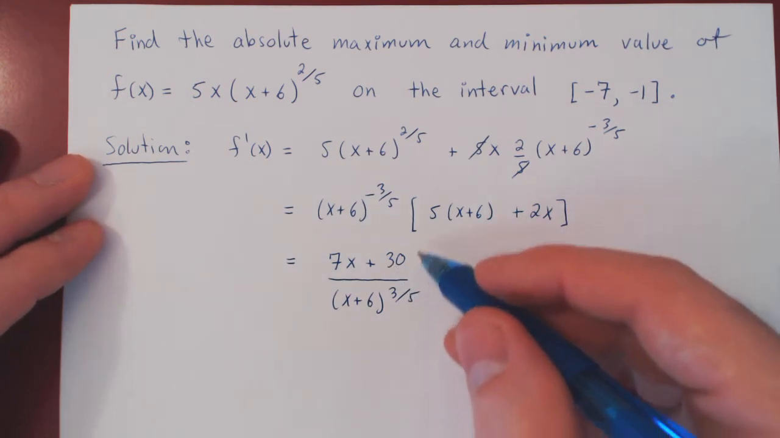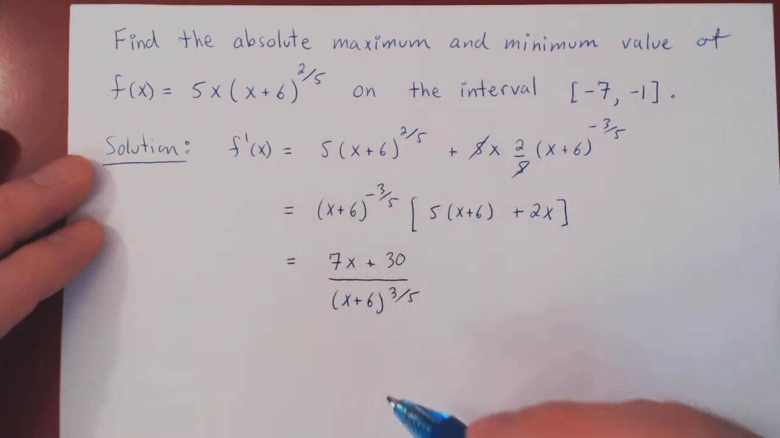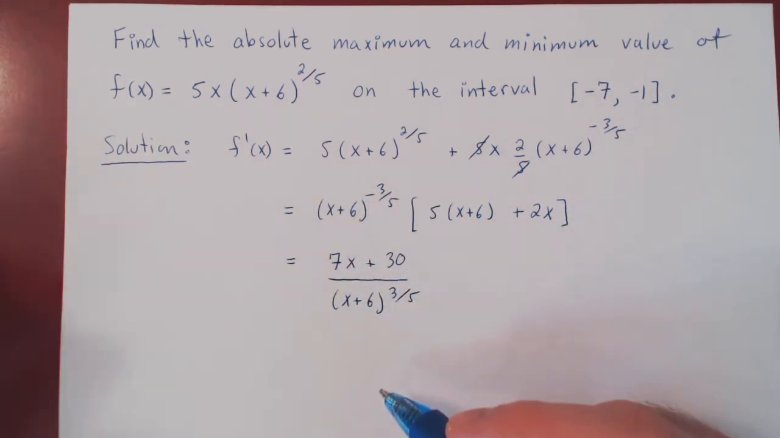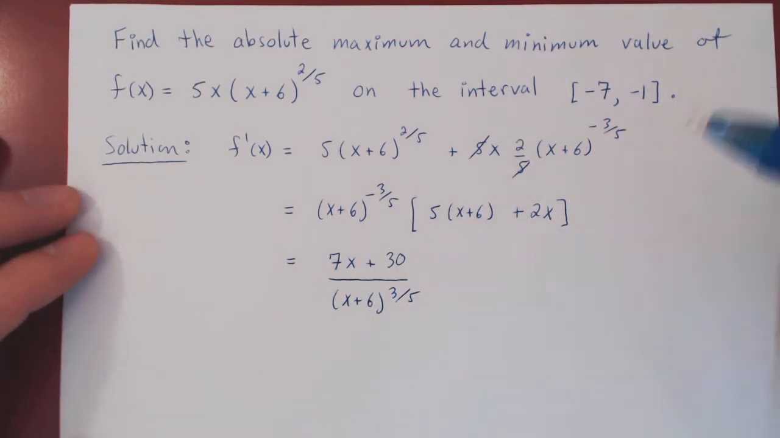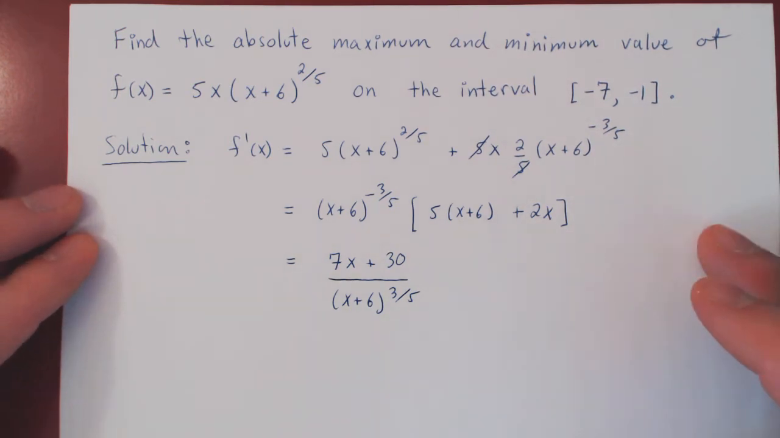Okay, now we have our derivative fully simplified. Let's look for our critical points. Here we'll find that there are two types of critical points: points where the derivative is 0, and also points where the derivative is undefined.